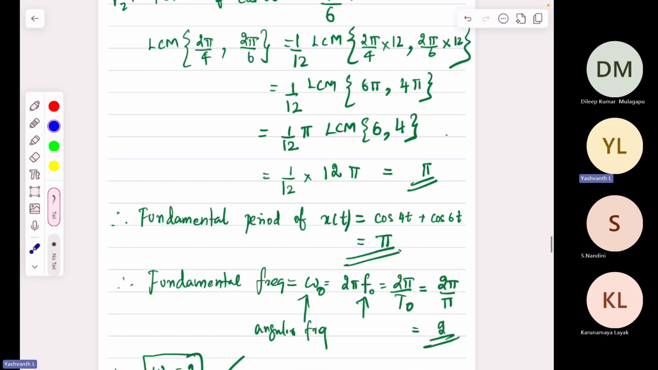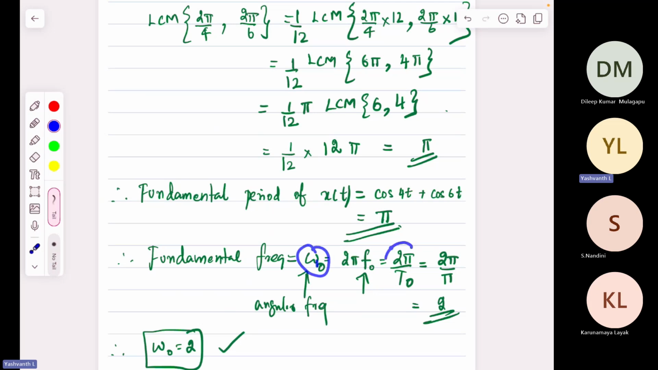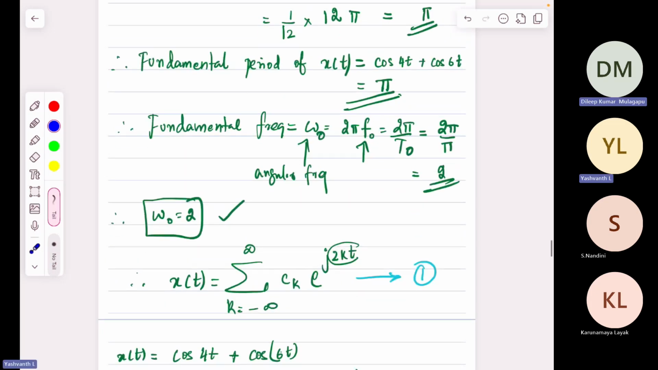The fundamental angular frequency omega naught is equal to 2 pi by capital T naught. It's also equal to 2 pi f naught, where f naught is the linear frequency, which is equal to 1 by the fundamental period. But we saw that T naught equals pi here. Therefore, just put 2 pi by pi, which is equal to 2. Therefore, omega naught is equal to 2. Is it clear till now? Yes, okay, sir. Yes.